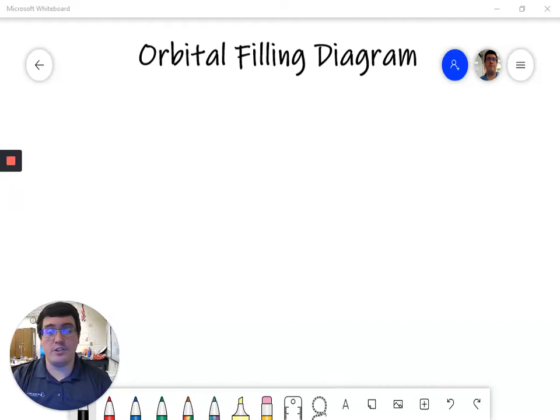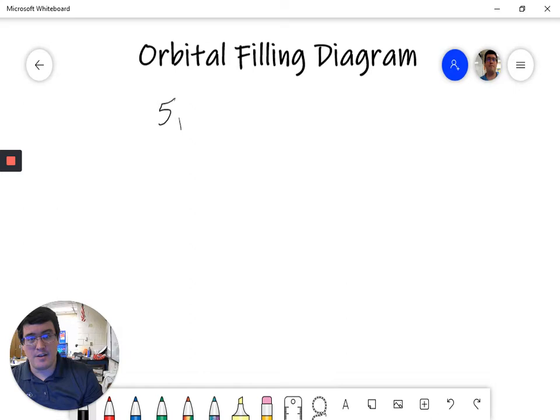All right, what we're going to do is work on how to draw an orbital filling diagram. To do that, we need one of the sub-level terms that we talked about before, and a nice random sub-level to talk about is 5p to the fourth. I'm still mastering this pen. All right, so 5p to the fourth is what we're going to talk about.